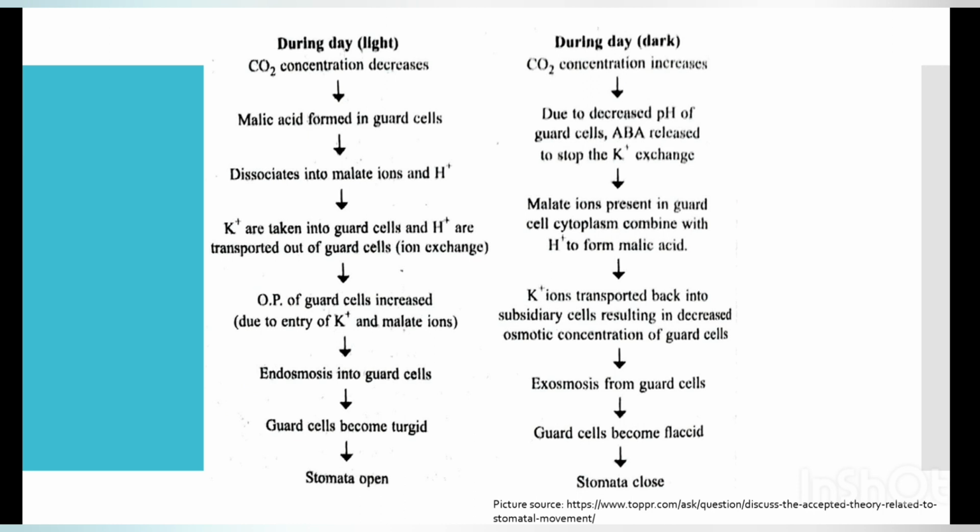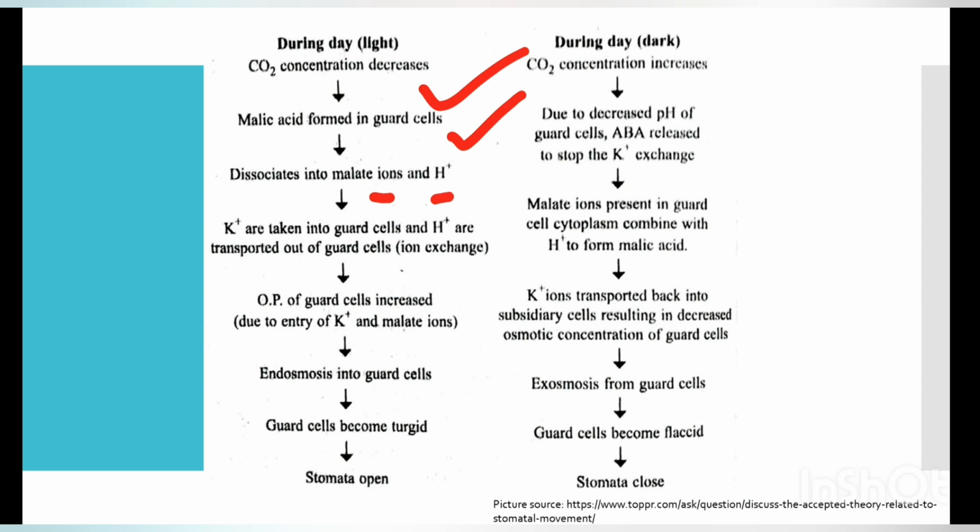During the daytime, when the concentration of CO2 decreases, malic acid is formed in the guard cell. Why does the concentration of CO2 decrease during the daytime? Because it is utilized in the process of photosynthesis. Then malic acid is formed in the guard cell. Malic acid is a 4-carbon compound. It dissociates to form malate ion and H+, or proton.